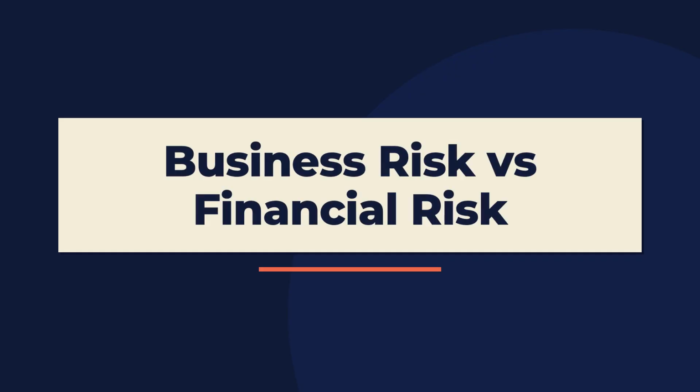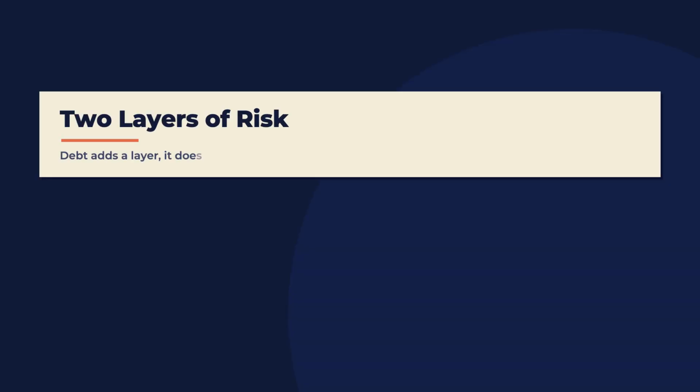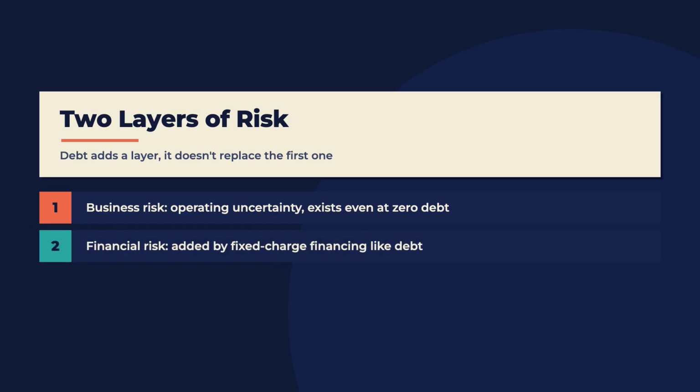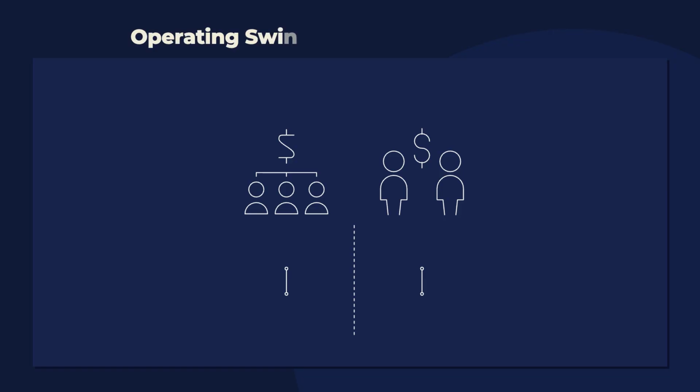Imagine an all-equity firm the day before it takes on its first loan. Every bit of risk its shareholders bear comes from the business itself, because there's no fixed financing charge anywhere yet. Financial risk is the extra risk placed on shareholders when the firm finances assets with debt or other fixed charge sources. It stacks on top of business risk rather than replacing it. So total shareholder risk is business risk plus this new financial risk.